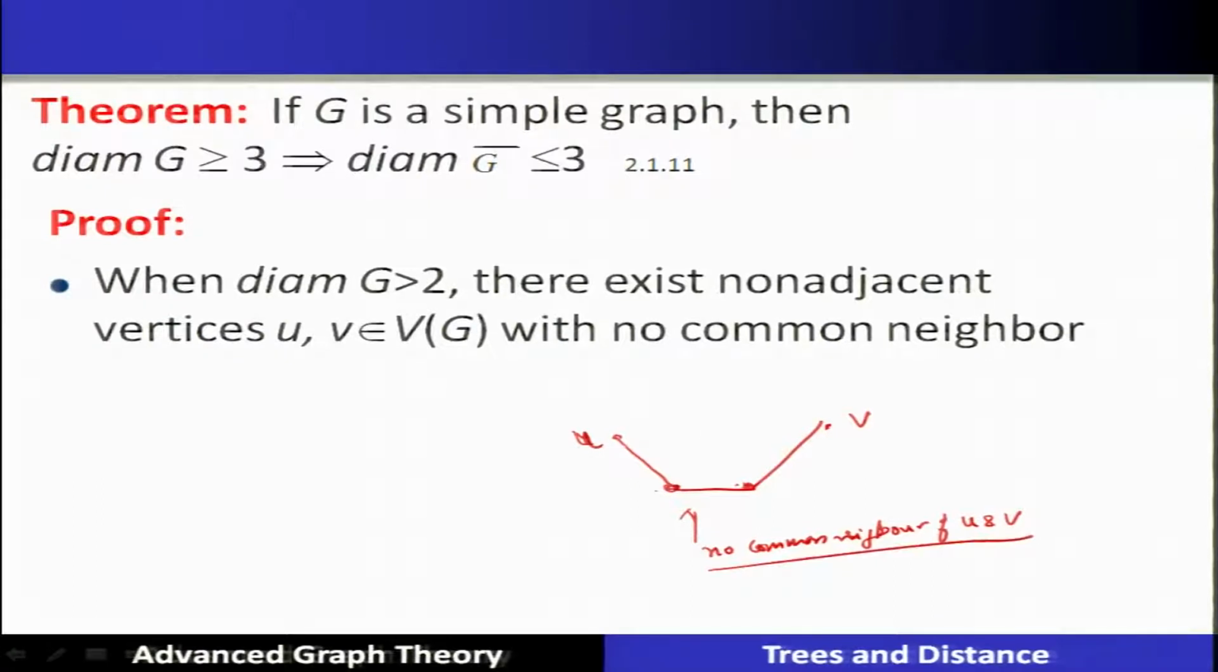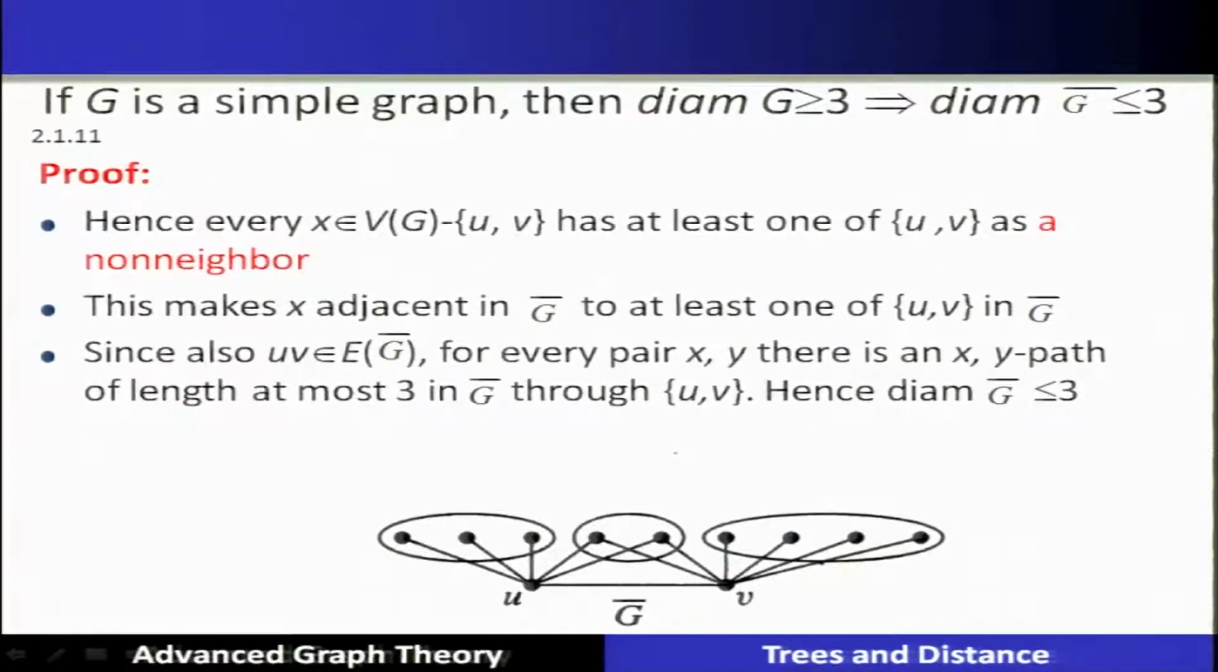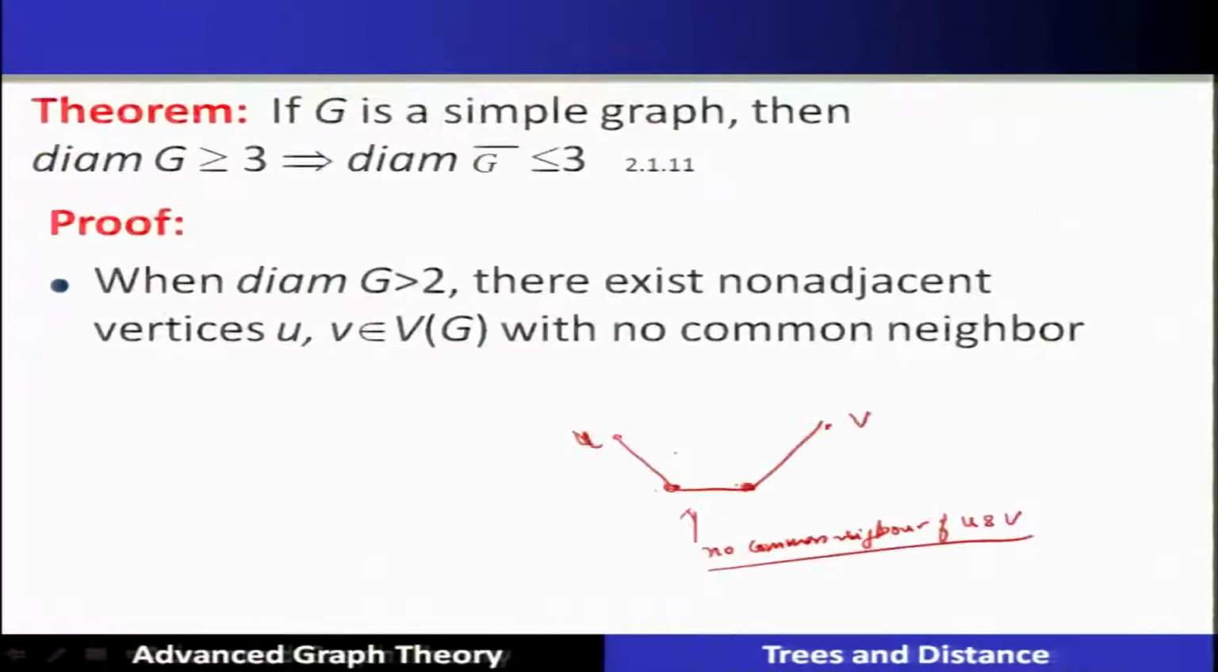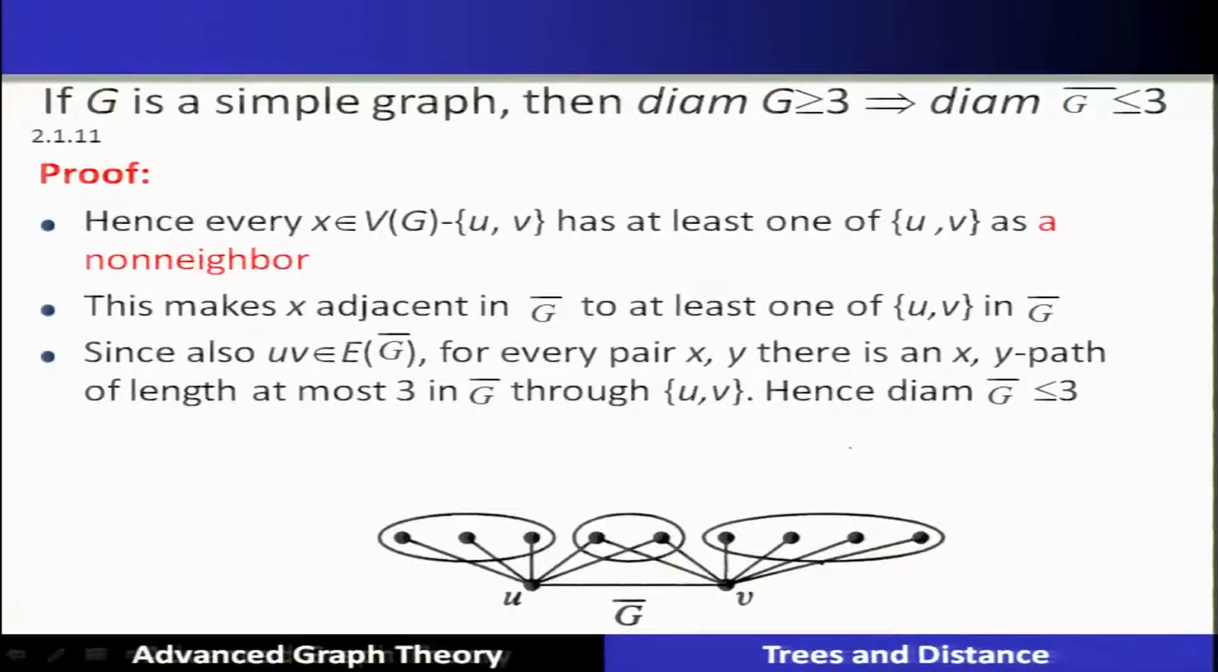So, there is no common neighbor of U and V here in this case. Why? Because it has 2 neighbors. Hence every x, if we remove UV, has at least one of U and V as a non-neighbor. So, here this x will have V as a non-neighbor. So, that is what is stated over here.